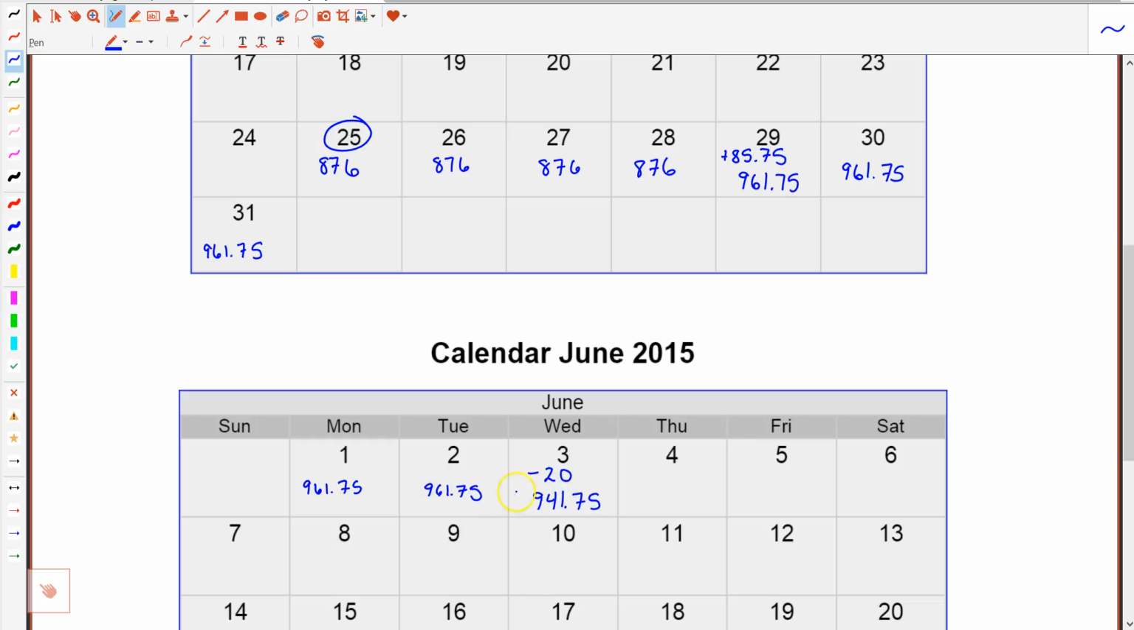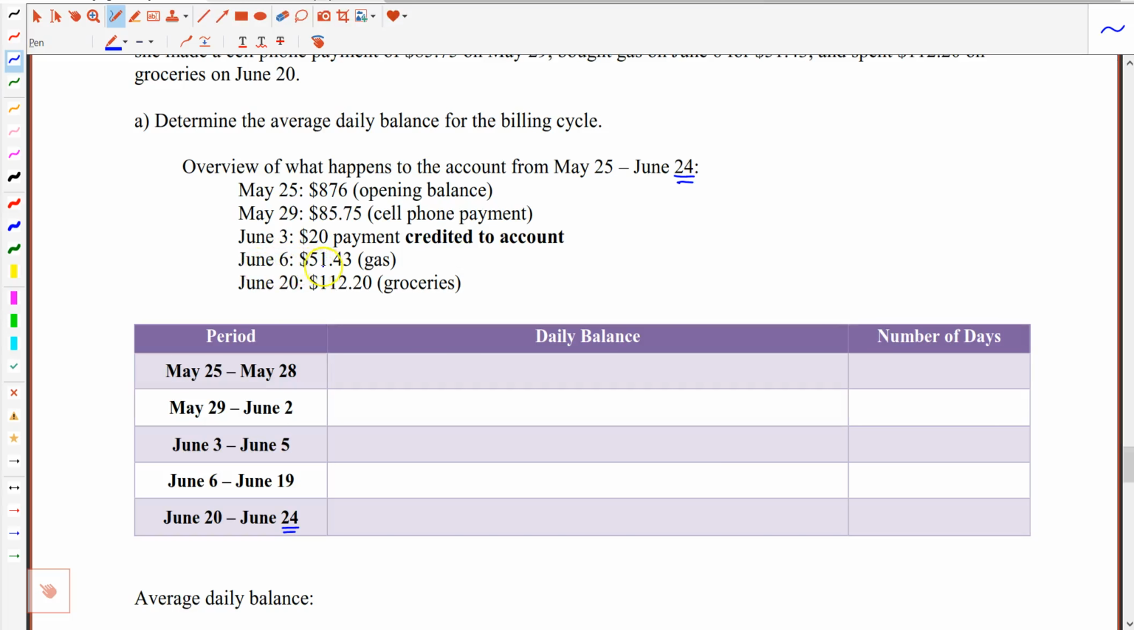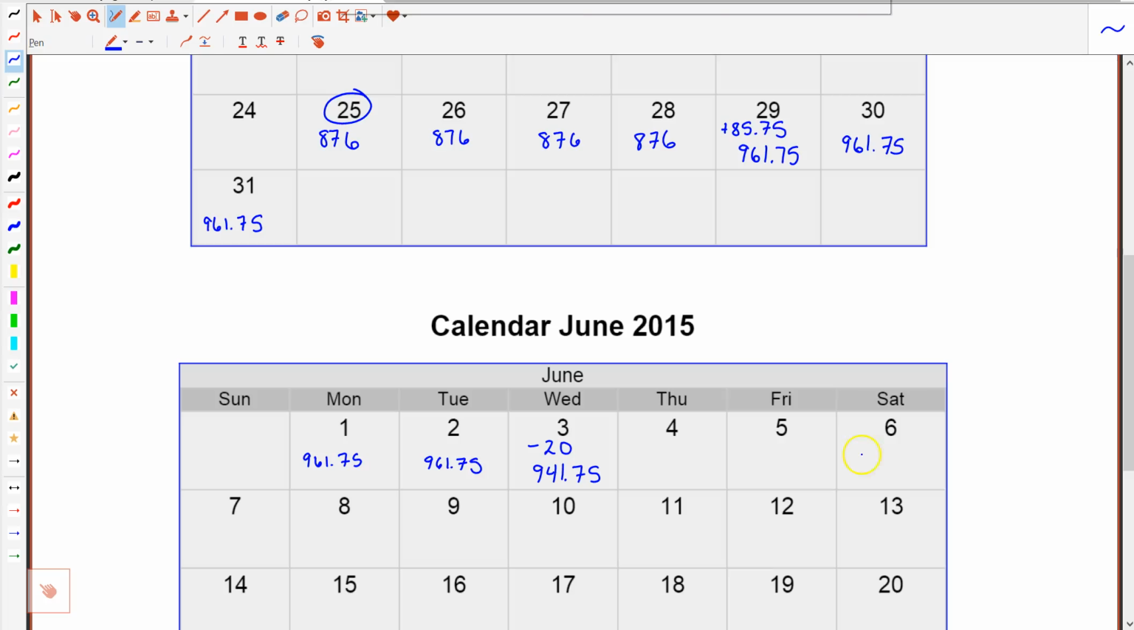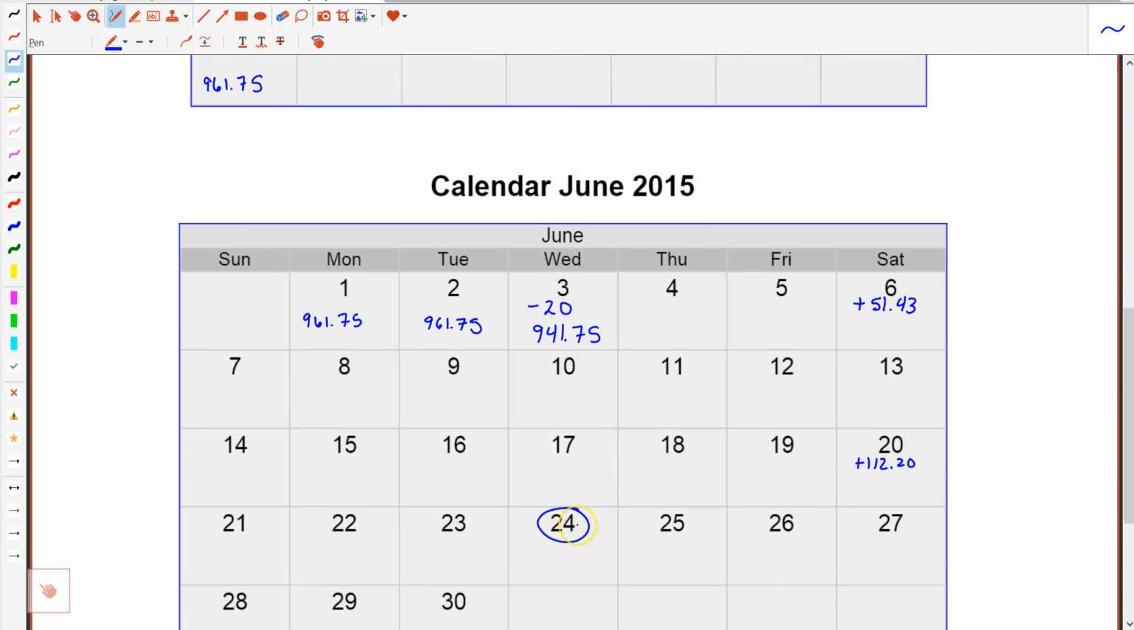Now the card will continue being at $941.75 until the next thing happens, which was going to happen on the 6th. So going back to this example over here, on the 6th, gas was purchased, and then the next thing that happens after that was that on the 20th, groceries were purchased. So I'm just going to keep track of that on the calendar. On the 6th, gas was purchased for $51.43. And then finally on the 20th, groceries were purchased for $112.20. And then finally the account closes on the 24th.